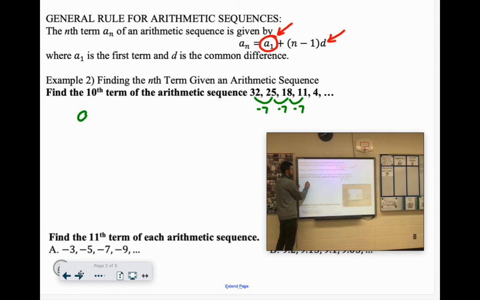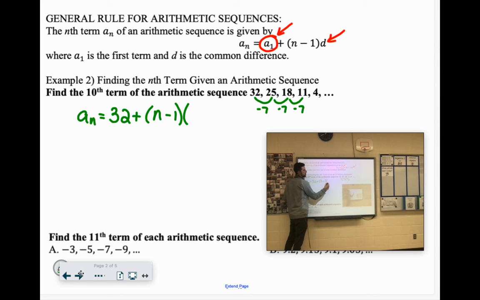So let's get the general formula first. a sub n equals our first term, 32, plus, it's always n minus 1 times our common difference, which is -7. Now, this is a pretty easy formula to work with. And if you're just finding one term, I would just use this formula.